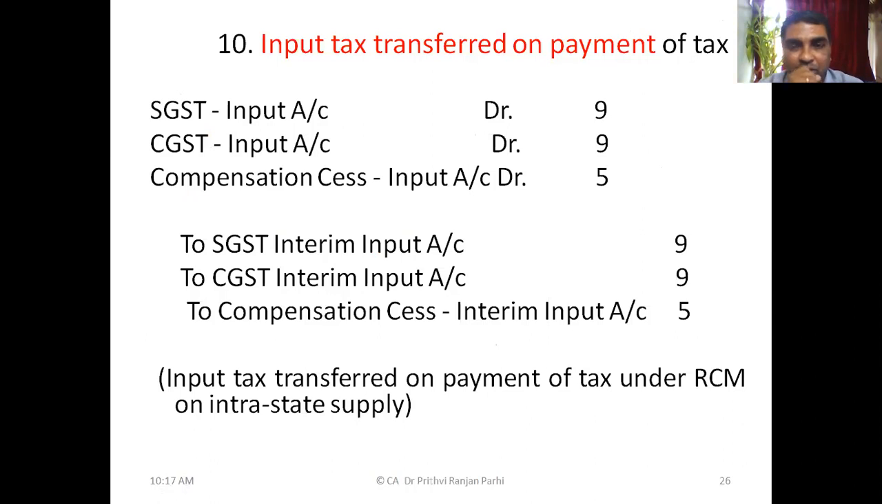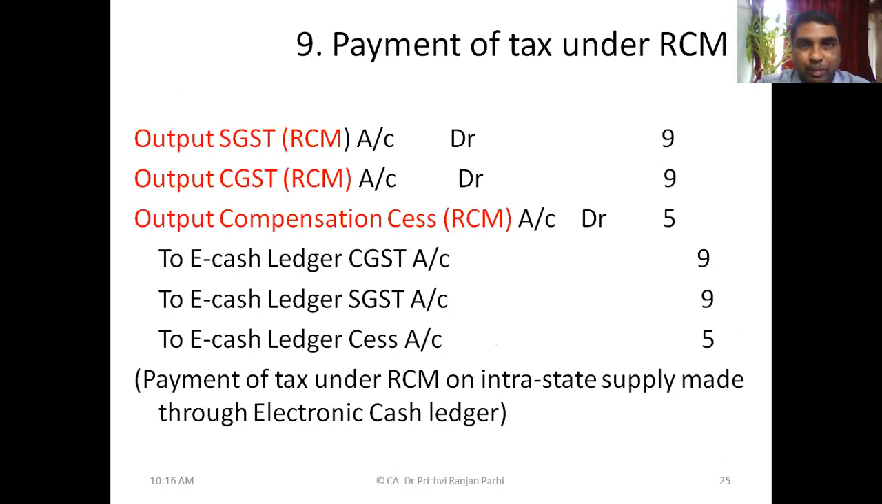Excuse me, sir. So can you please go back to the previous slide? This one, payment of tax under RCM. Here, what is happening? I had transferred money to the electronic cash ledger. The electronic cash ledger is used to settle my reverse charge mechanism liabilities.